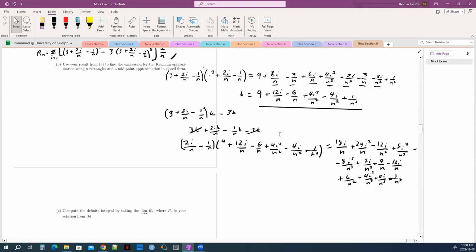We're going to collect like terms. So it's equal to, we have this 18i over n, and we're looking for anything else that's i over n. So we've got this 12i over n. That gives us 6i over n, and these terms are gone. And now we've got 24i squared over n squared. So we're looking for another i squared over n squared.